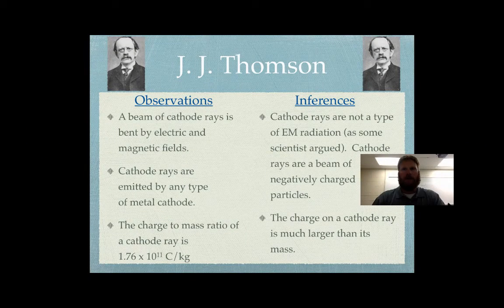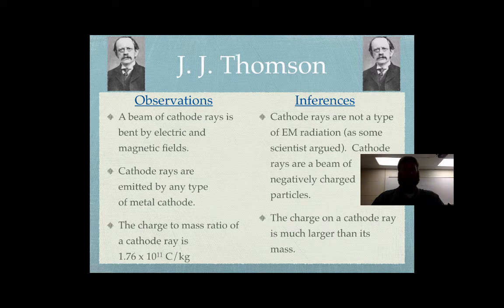Okay, to recap that video, these are the observations made by J.J. Thomson and the inferences that could be made from those observations. A beam of cathode rays is bent by electric and magnetic fields. Cathode rays are emitted by any type of metal, and the charge-to-mass ratio of a cathode ray is listed there at the bottom.